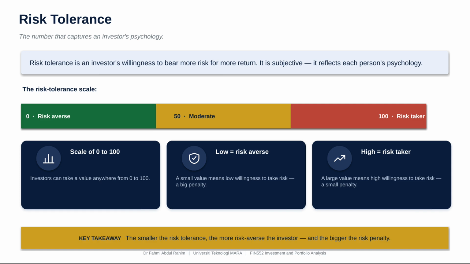The scale runs from 0 to 100. A low value means risk averse. And remember from the formula, a low risk tolerance in the denominator makes a big risk penalty. A high value means risk taker, and a high tolerance makes a small risk penalty. The takeaway, the smaller the risk tolerance, the more risk averse the investor, and the bigger the penalty their utility formula charges for risk. This is exactly why the same portfolio can be best for one person and not another. Let us see that on a graph.